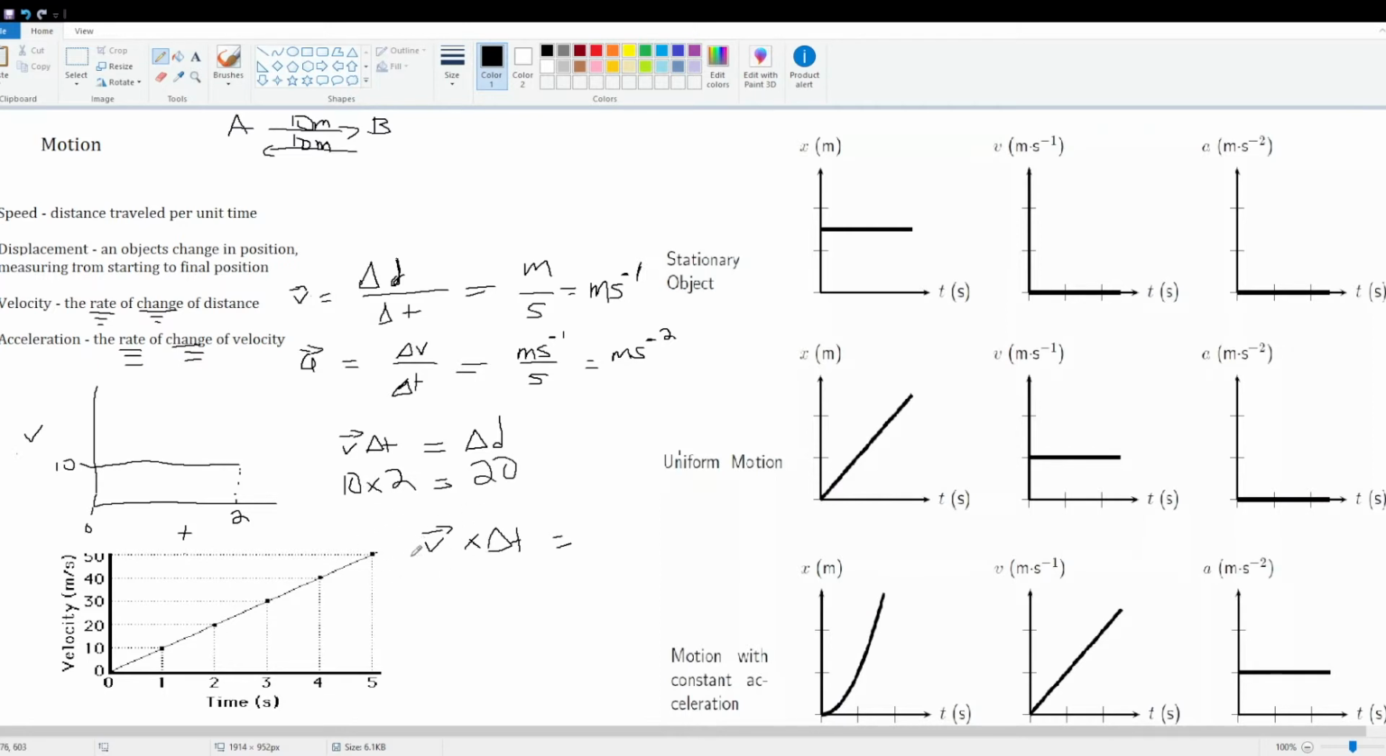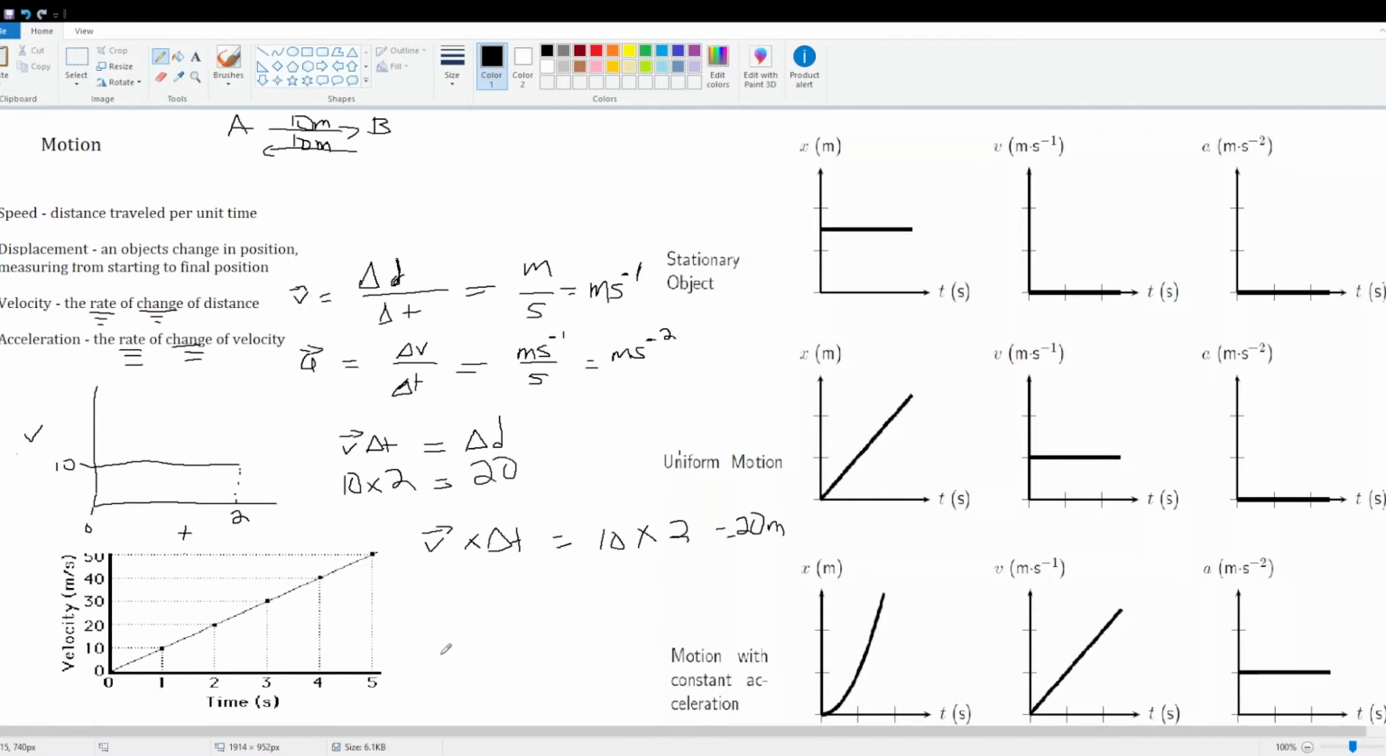So let's see what we've got. The average velocity after 2 seconds is 10. It's very nicely laid out. It's a linear graph. The average of 20 divided by 2 is 10. So we have 10 times 2 seconds, and so we get 20 meters again as our distance traveled.